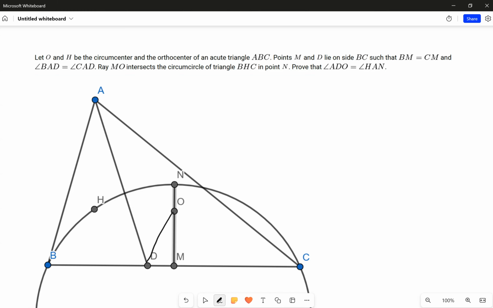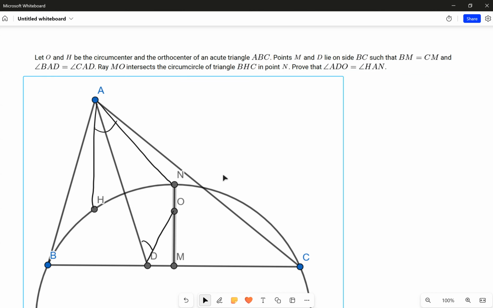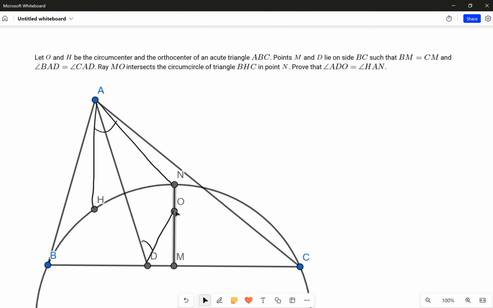So let's go ahead and draw those lines. So we want to prove that these two angles are equal. How do we go about doing this? Well, we have these two angles thrown in the middle of nowhere. And the best way we can relate two angles thrown in the middle of nowhere is to try using similar triangles. More specifically, we want to try coming up with a similar triangle that's related to ADO that is similar to something related to triangle HAN.